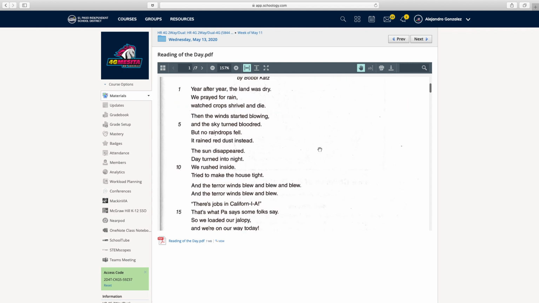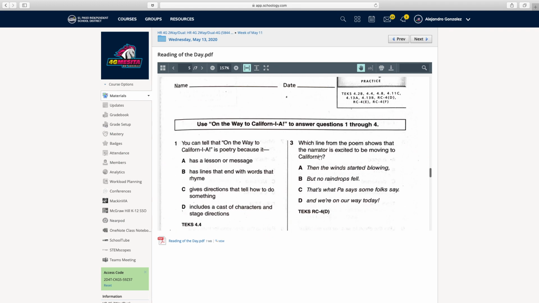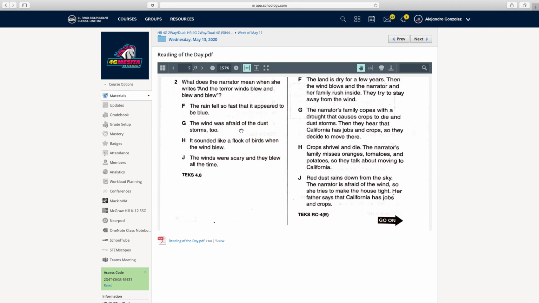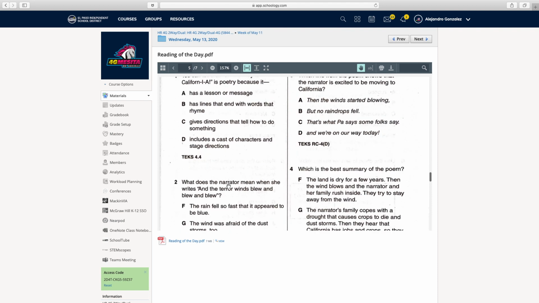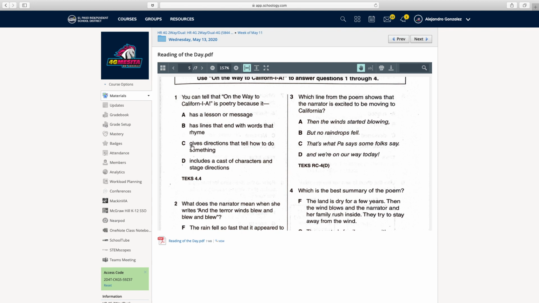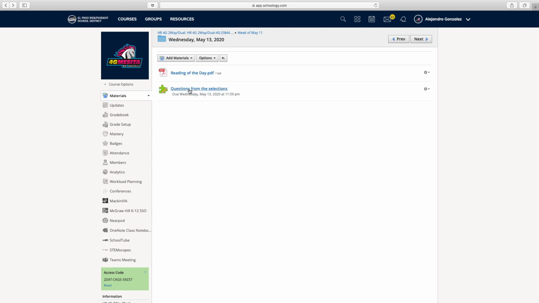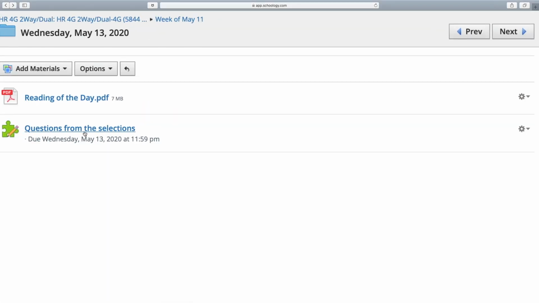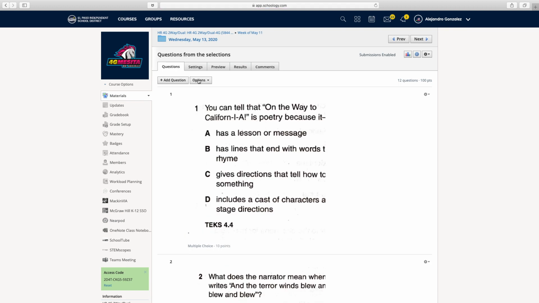Guys, I know you're really smart. You cannot do anything here. You cannot select your answer here. So what I want you to do is that if you choose letter C for number one, what I want you to do is to mark your answers on a piece of paper first. So mark all your answers. There are 12 questions in total. Then keep your answers. Then you go here. Do you see what it says, questions from the selections? So you open this, and this is where you're gonna put your answers.